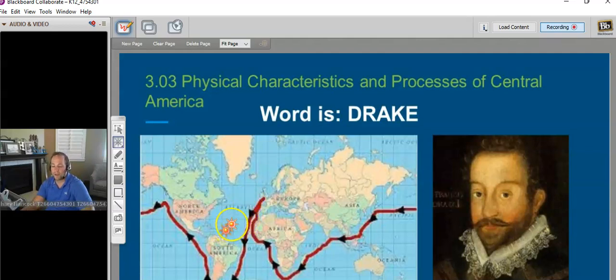Spain found out about this, and so Drake was in trouble. If he were to come back this way, back to England, he would not be able to make it because the Spanish would intercept him and basically kill all his crew. So what he decided to do is just keep going west. So he actually was the first one that we know of that went all the way around South America.